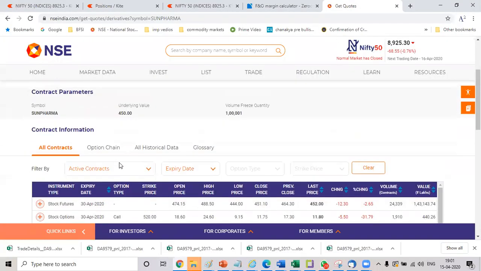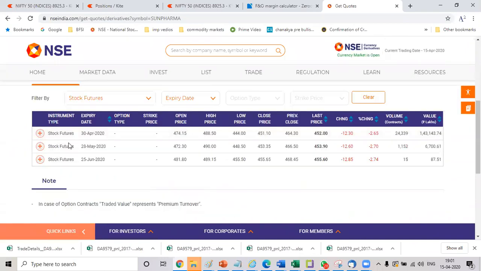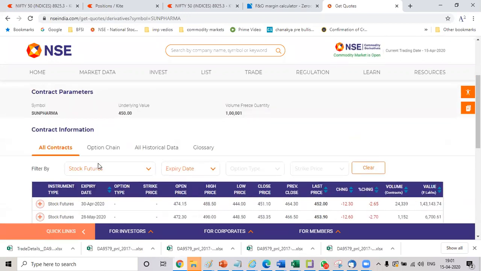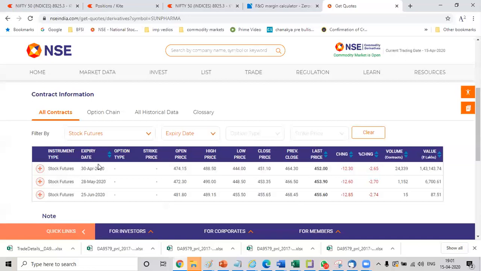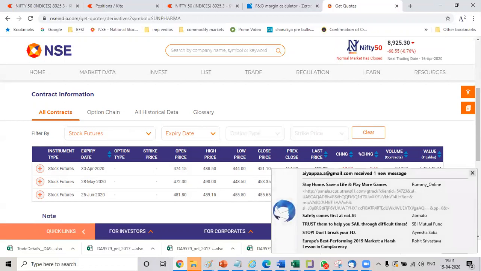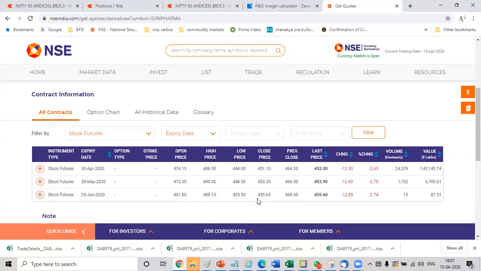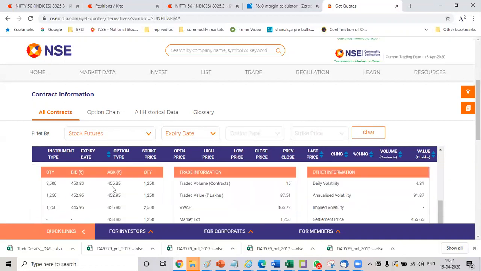So if you go here, if I click stock futures, I can see three contracts here, April, May, June. So if I'm very bullish that Sun Pharma share prices would go up, then I can go and buy the Sun Pharma June contract at 455. Sorry, the closing price is 455.65. So I can buy it. But ideally, if you see the liquidity, buyer and seller, the buyer is at 453, the seller is at 455. There is a huge spread, the impact cost.